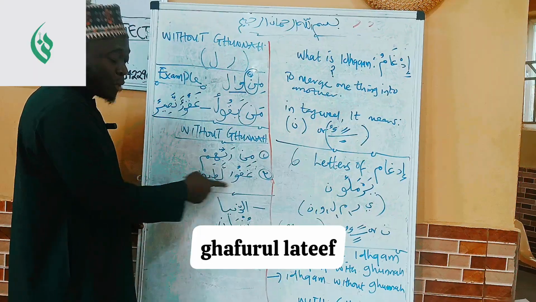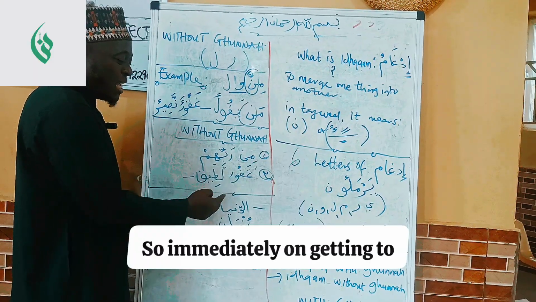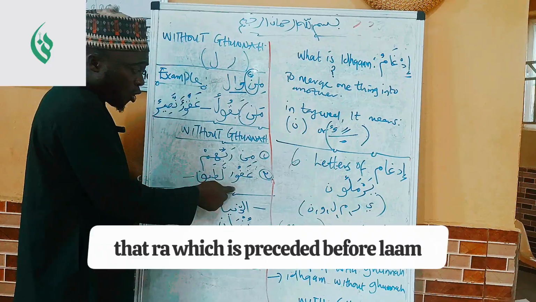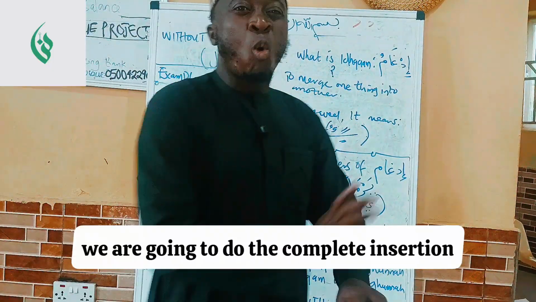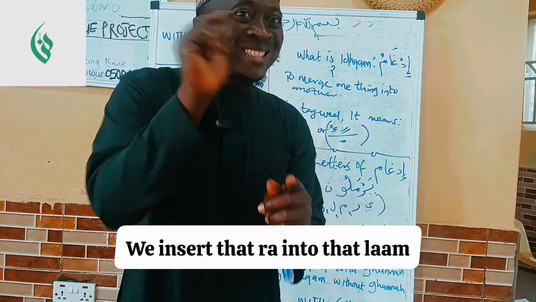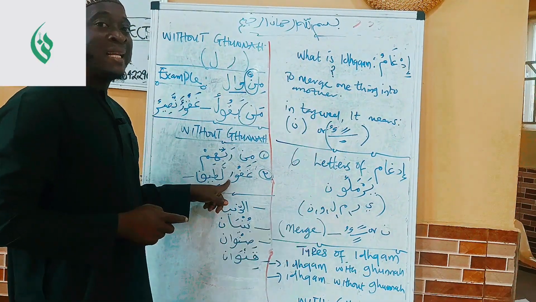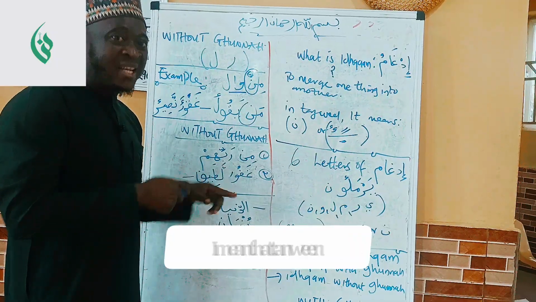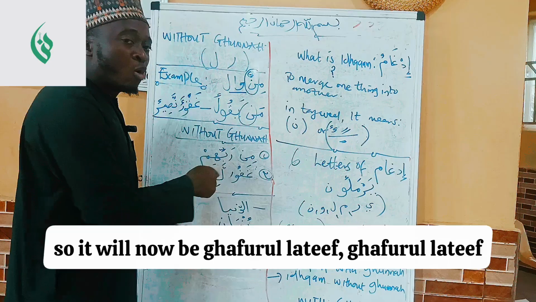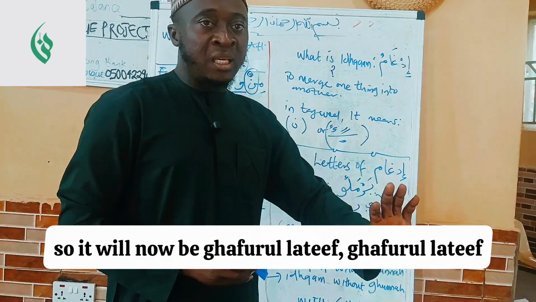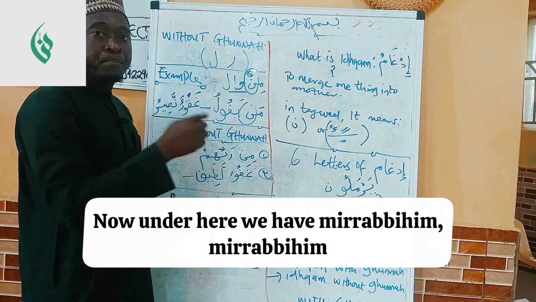The second example, we have Ghafurul Latif. Immediately on getting to that ra, which is preceded before lam, we are going to do the complete insertion. We insert that ra into that lam. That Tanween, we are going to insert it inside the lam. So it will now be Ghafurul Latif. Now, under here we have Merabbihim.